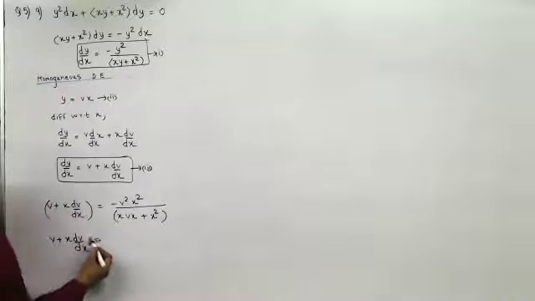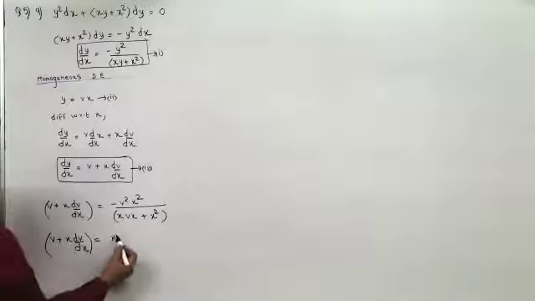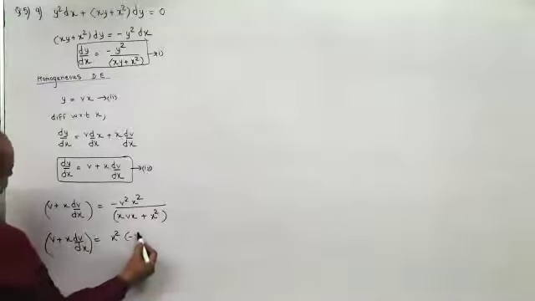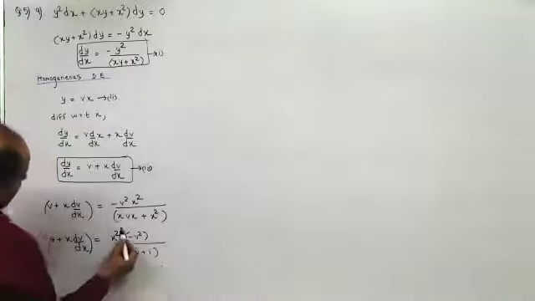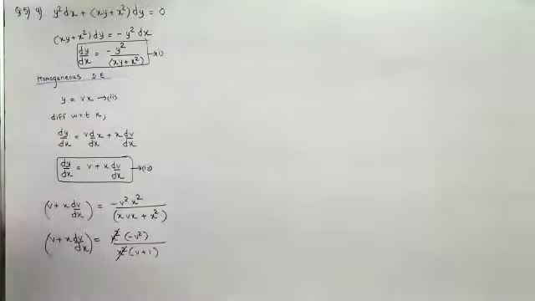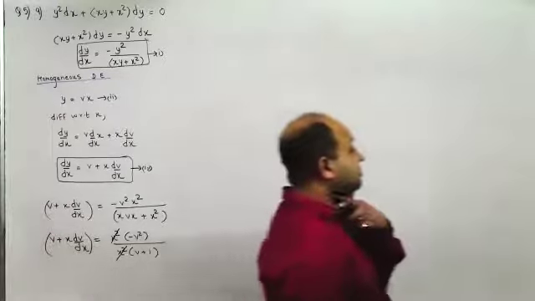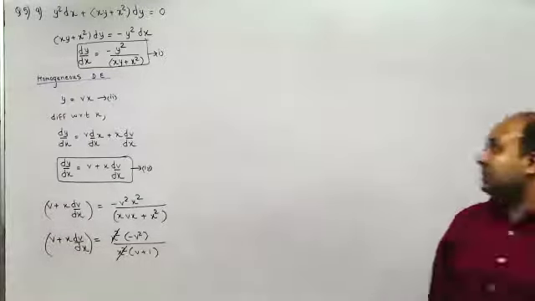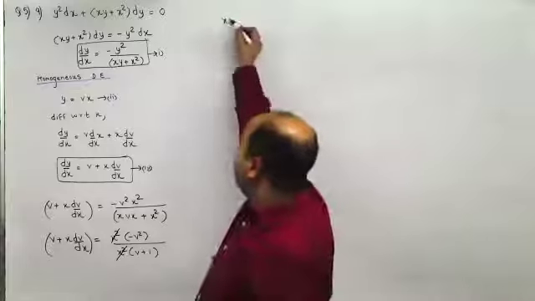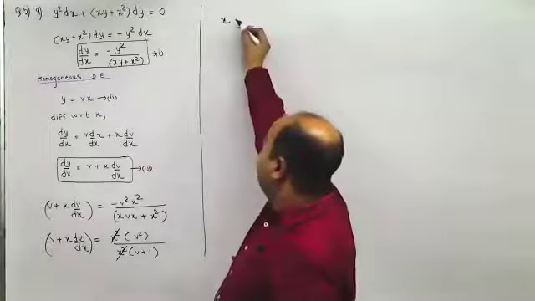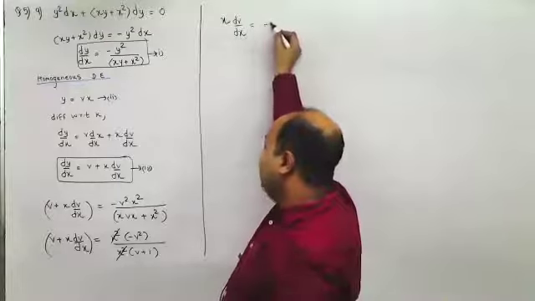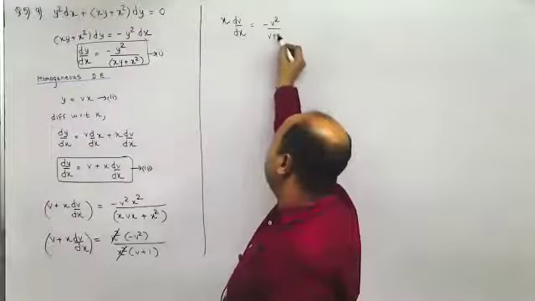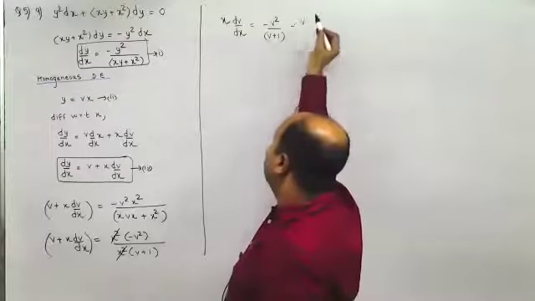V plus x dv by dx equal to x square comma. This is minus v square upon x square comma. This is v plus 1. This and this get cancelled. Now, next step, you take v to the other side. This becomes x dv by dx equal to minus v square upon v plus 1 minus v.